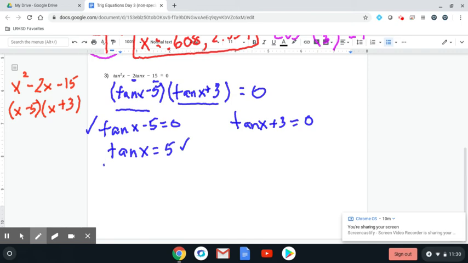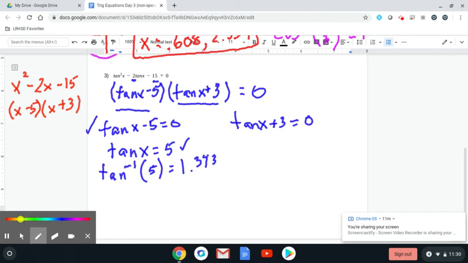So in your calculators, you guys are going to find that reference angle by doing the inverse of tangent of 5. And when you do this in your calculator, that's going to give you a reference angle of 1.373. Now, after we find that reference angle, let's think about our quadrants. Since tangent x is equal to a positive 5, that's saying that y over x is positive. So we know that y over x is positive in quadrant number 1 and quadrant number 3.